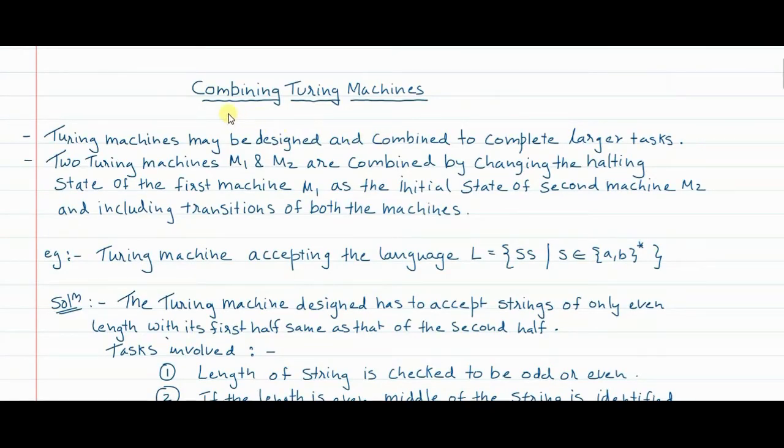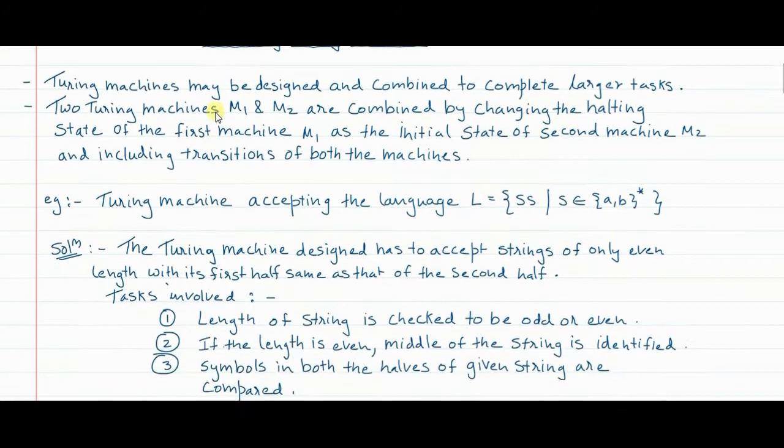Today in this lecture we are going to see how we can combine different Turing machines to form one Turing machine. Turing machines may be designed and combined to complete larger tasks. Two Turing machines, say M1 and M2, can be combined by changing the halting state of the first machine M1 as the initial state of the second machine M2 and including transitions of both machines.